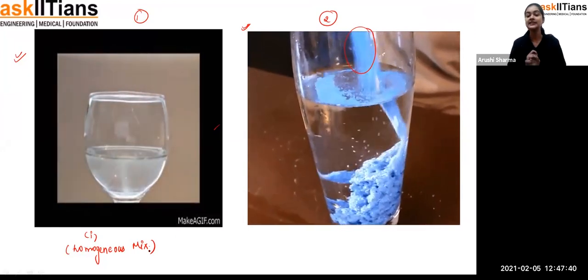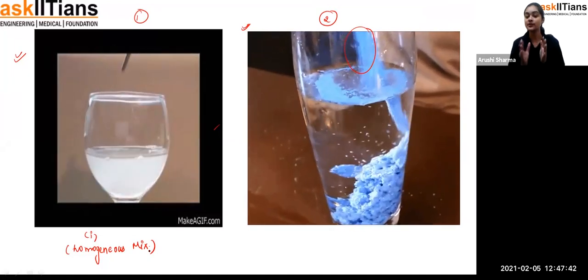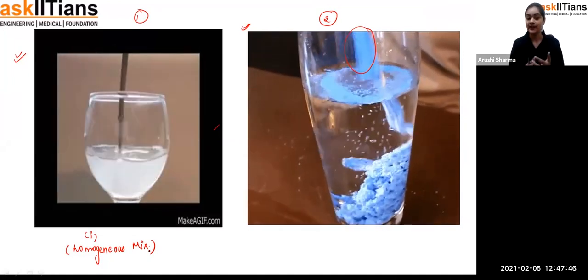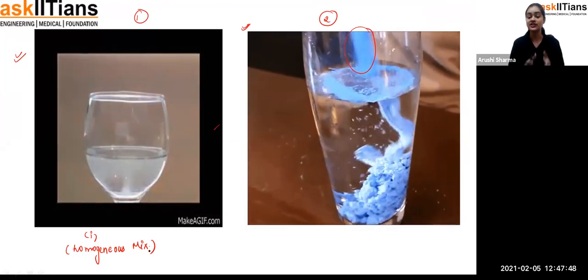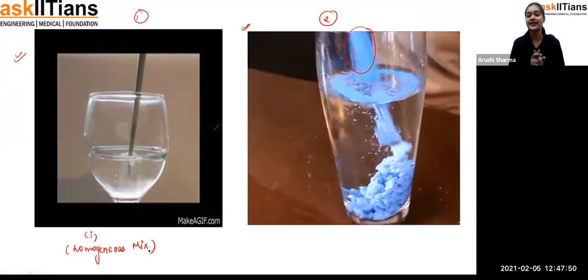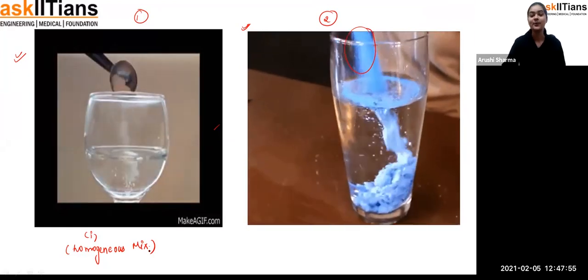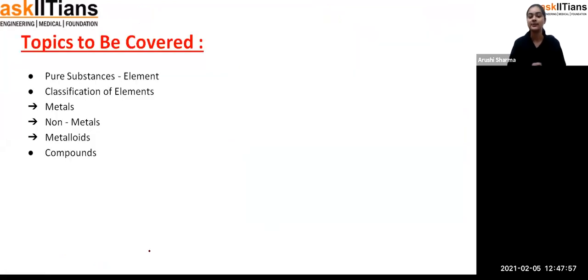And in the second case, you will be able to see what he is adding, because it is blue in color and it is not soluble. Fine. So that's a student, such type of mixture, and what we call them, we are going to study about all of these things in this chapter only. Fine. So now what are the topics which we are going to cover in today's class?